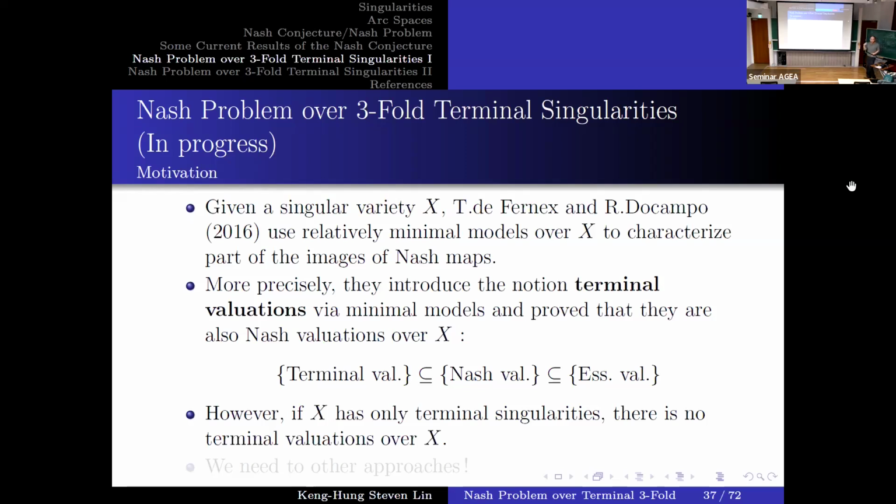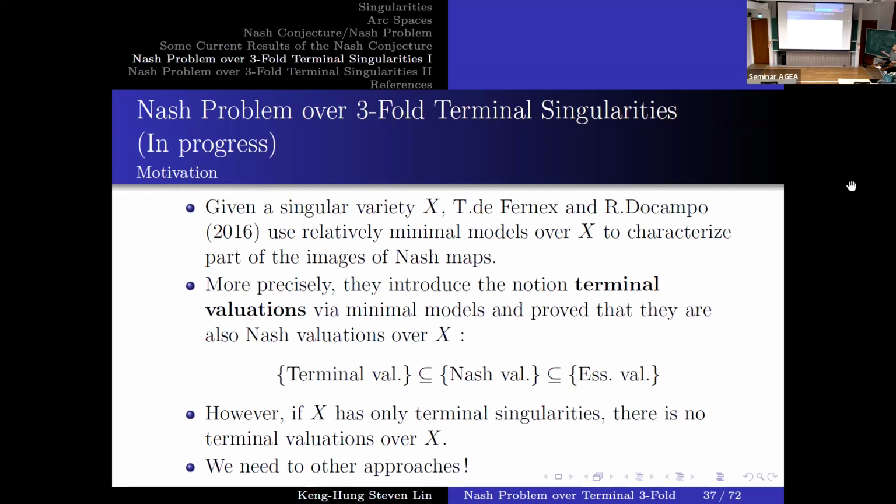Okay, so this idea can deal with all kinds of singularities, except if X itself has terminal singularities. In this case, if you run the relative minimal model program, you will most likely obtain X_min is actually X itself. So if X has terminal singularities, there's no terminal modifications over X. So for X with terminal singularities, we need new approaches. This is kind of the motivation to study terminal singularities.